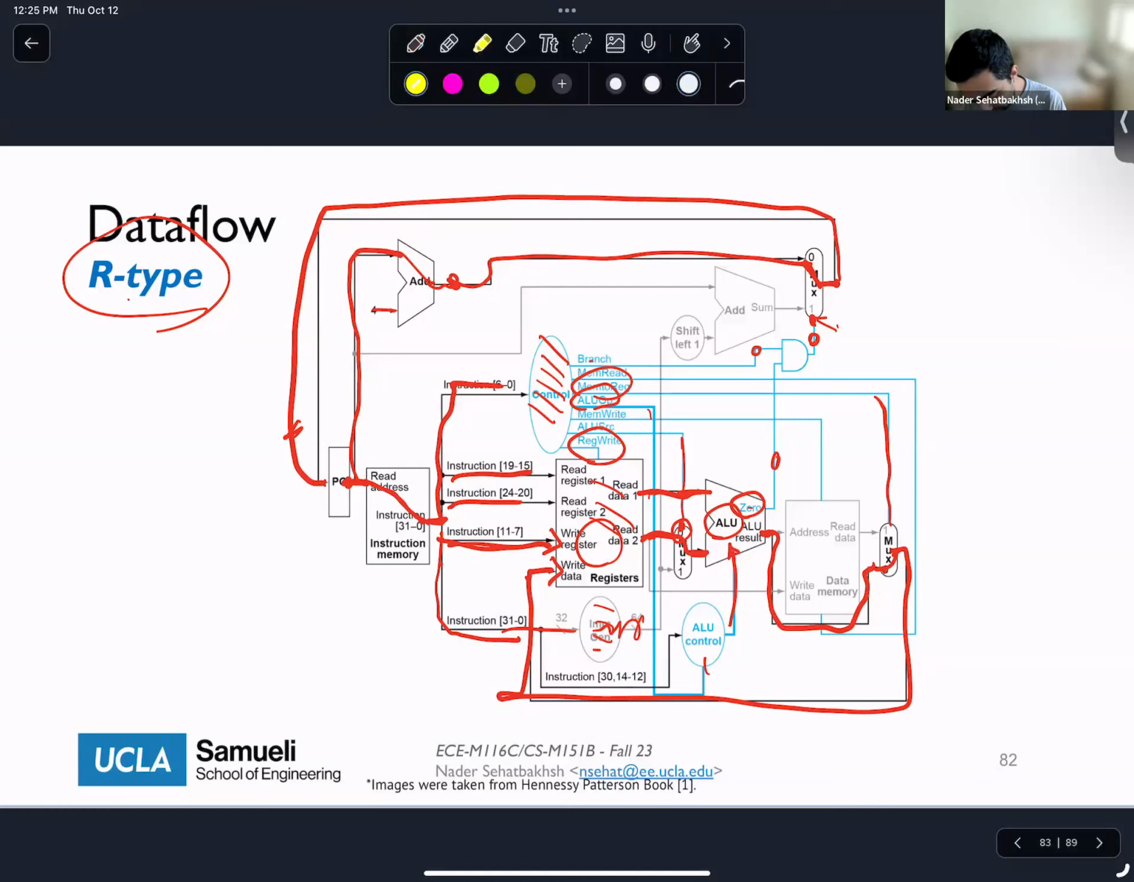Of course, in this instruction, we don't use the memory. We don't need to use the immediate generator. We don't need to use this adder here. So some of the parts of my data path, although they're still switching and consuming power, they're not really doing anything useful for me. Okay? Any questions here?